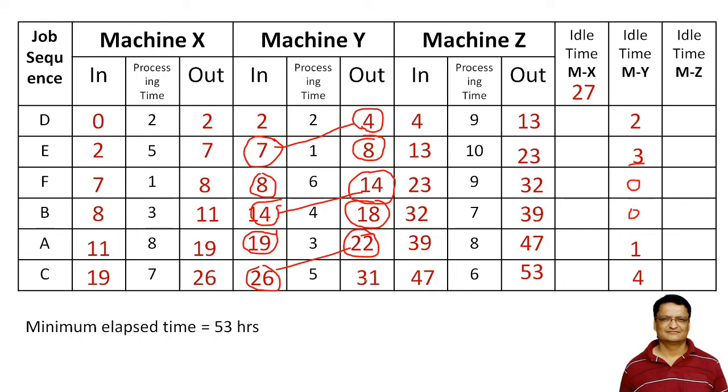And one more thing we need to add, that this machine Y stopped its processing by the time 31st, right? But the total elapsed time was 53. So we need to add this difference between these two also. So which is nothing but the 22 hours.